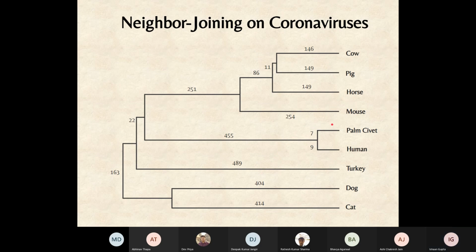If you apply neighborhood joining to the coronavirus non-additive matrix, this is how it will look. Now you would see a peculiar difference here. Can somebody point out the peculiar difference between the tree that we are getting here and the tree that we got with UPGMA?